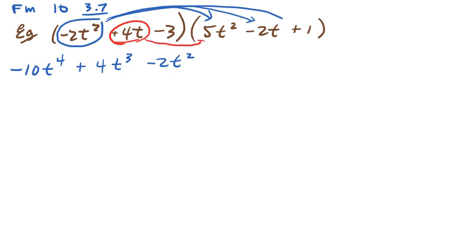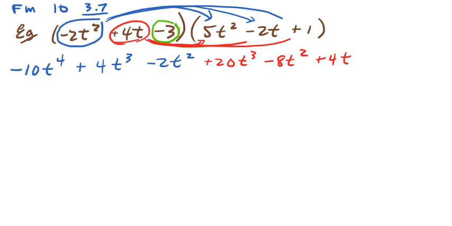This one times the first one, and I'll just change the color here. So it's going to be plus 20t cubed. This is going to be minus 8t squared. And of course, times plus 1, just plus 4t. So we just keep doing this over and over until we're all done with the first polynomial.